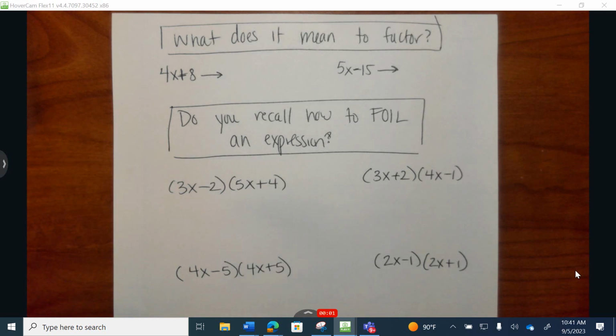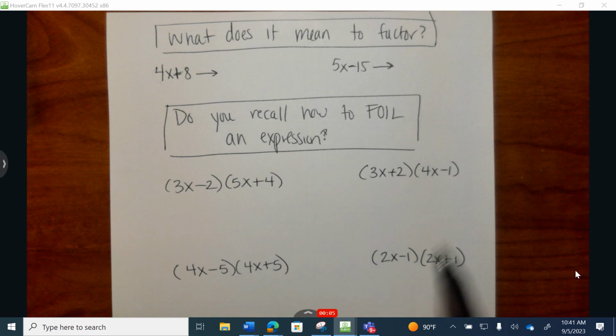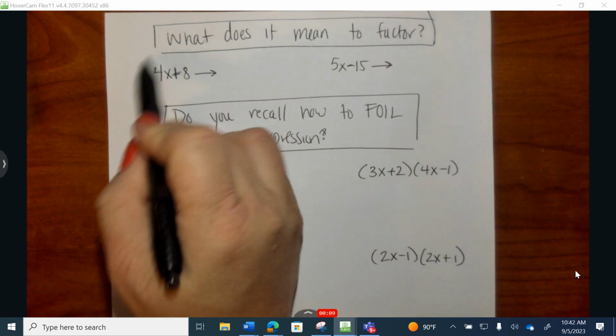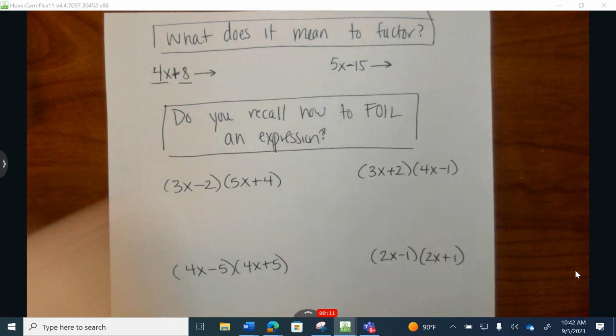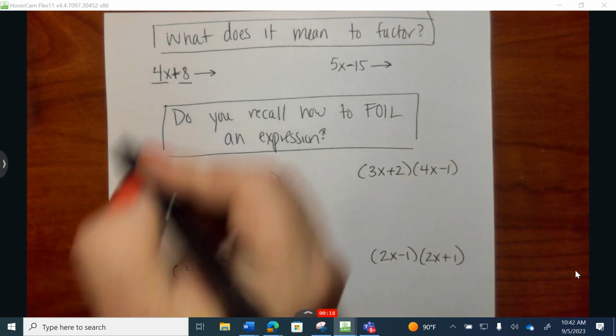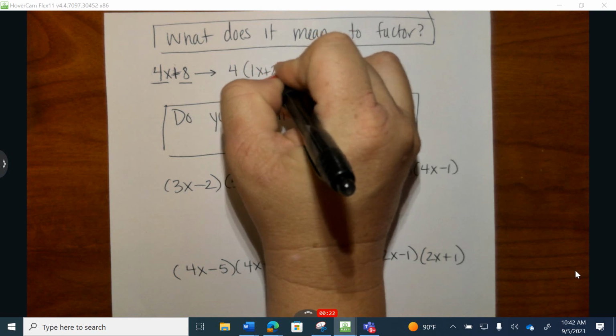To factor. When we factor, here's an expression. There's no equal sign. I'm not substituting a value for x and then evaluating. To factor means to look at the two groups and ask myself, is it possible that I can divide the same number out of both? And in this case, that is. I can factor out a 4 and I'd be left with 1x plus 2.